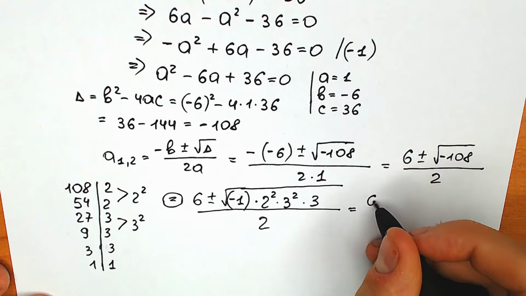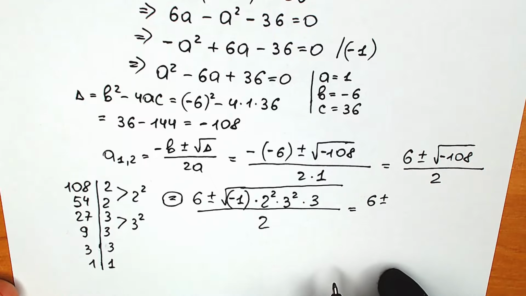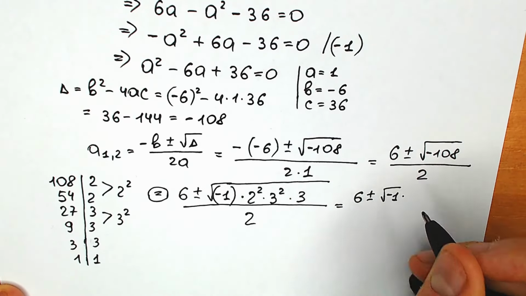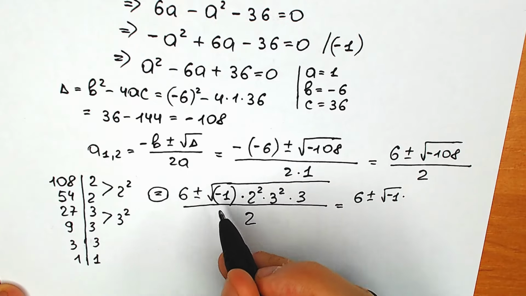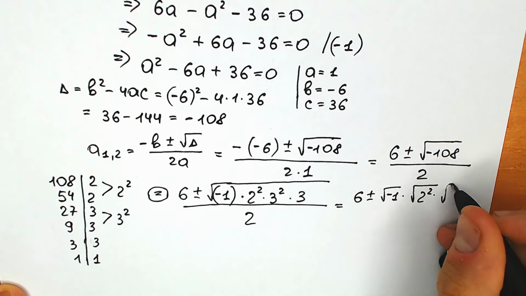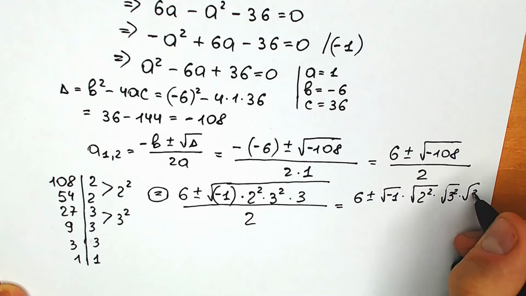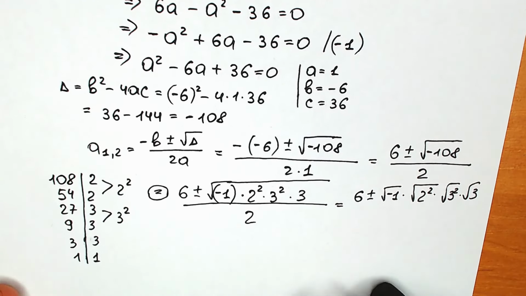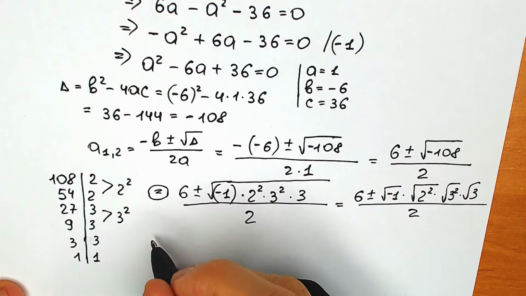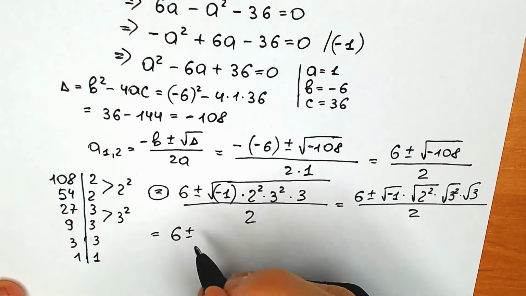6 plus minus, we can easily split it. We can write it as square root of minus 1, under one square root sign, times square root of 2 squared, times square root of 3 squared, and times square root of 3. Okay, so I hope you understand it. Right now we can cancel a lot of things from here because we have the square root sign. So as a result we have 6 plus minus.